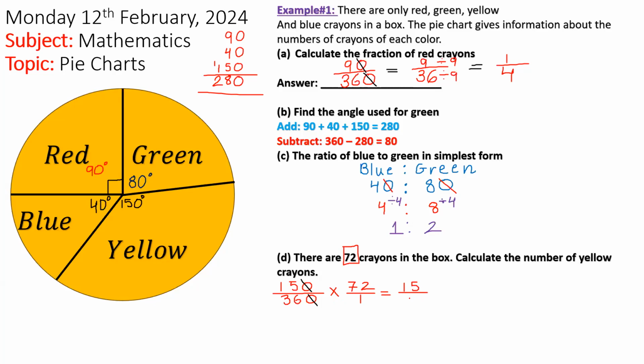What am I doing? 50 over what? 36. Multiplied by what? 72. 2 over 1. Multiplied by 72 over 1. Now there's multiple ways we could do this. We could also cancel the 72 and the 36, like dividing each one by 9. Or we just can multiply straight across the board.